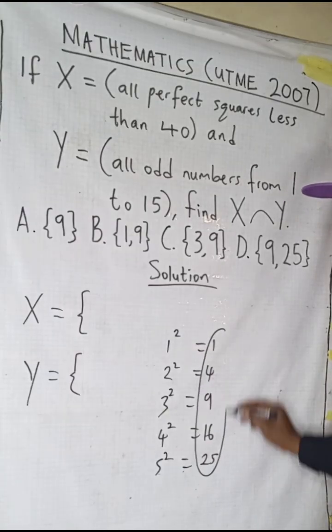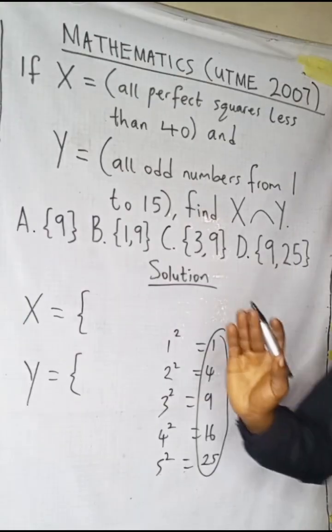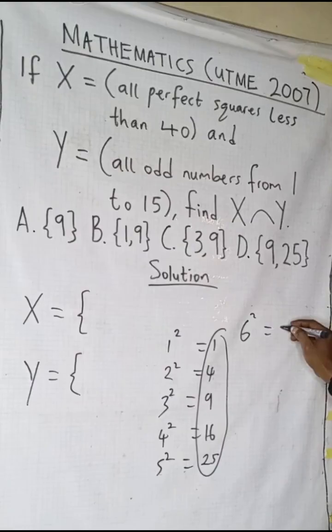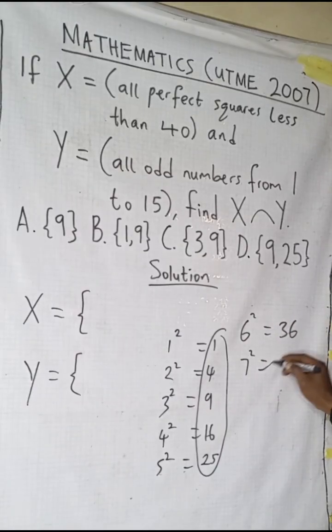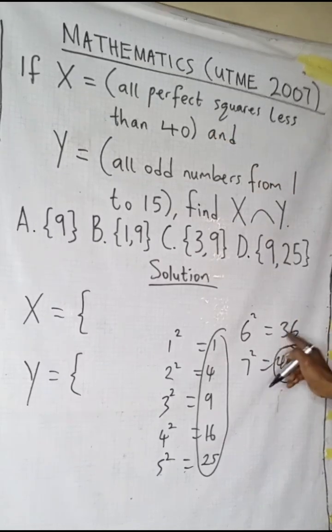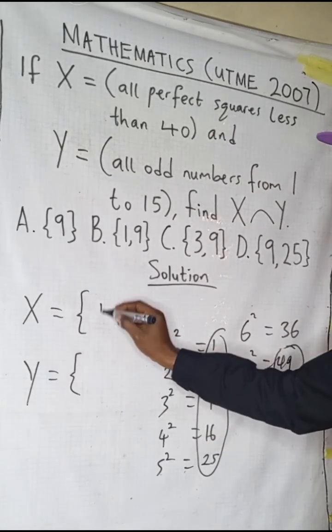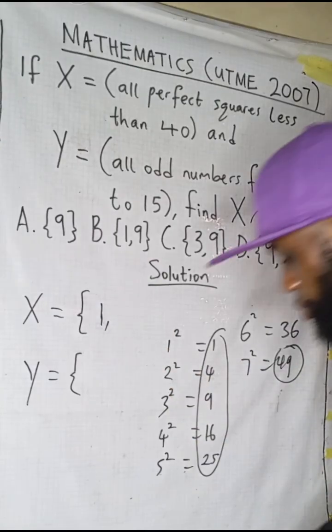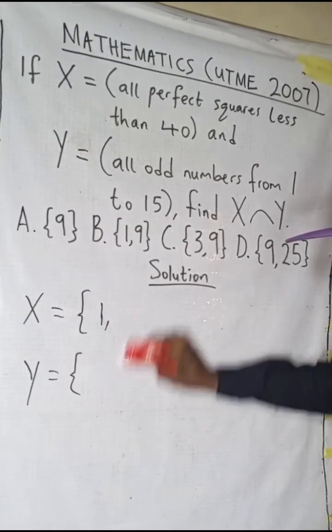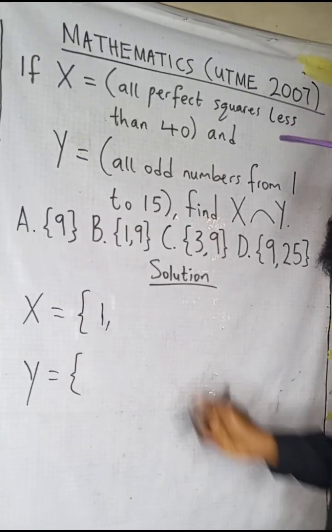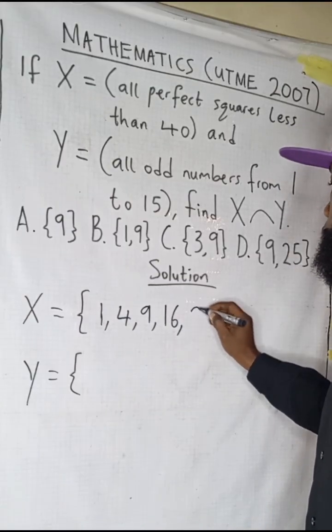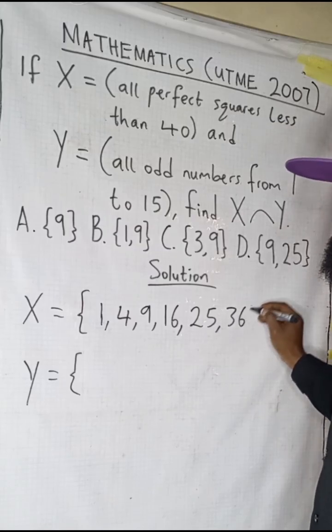Now, all the numbers we have here are called perfect squares. But we are going for less than 40. Let's check more. If you have 6 and you square it, you have 36. 7 squared is 49. 49 is a perfect square, but already bigger than 40. So we'll stop here. So we have the numbers 1, 4, 9, 16, 25, and 36. They are the elements of set x: perfect squares less than 40. 1, 4, 9, 16, 25, and 36.